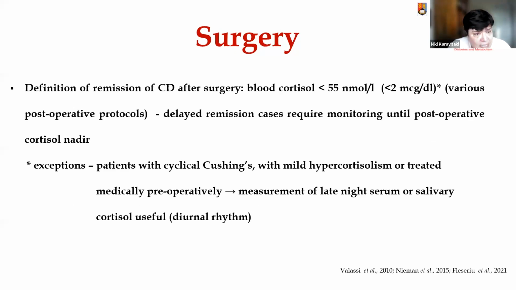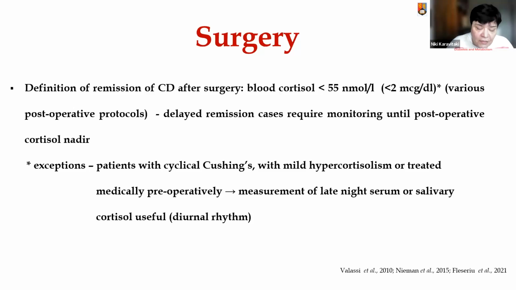And what is the success of surgery? What do we define as remission, first of all, after surgery? I think we need to have very clear criteria for that. And nowadays, we use the cutoff of blood cortisol below 55 nanomoles per liter. There are various post-operative protocols. In our center, for example, the patient is operated on. We don't offer steroid cover in the first post-operative days. We monitor the patient closely, clinically and biochemically, with cortisol measurements every 6 hours. And once we pick up this magic number, we are happy that mission has been achieved.